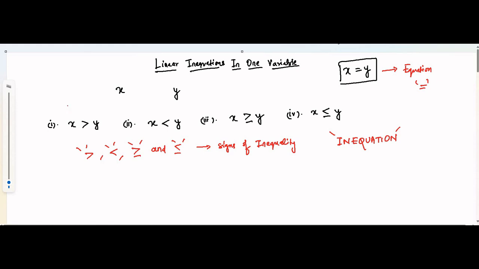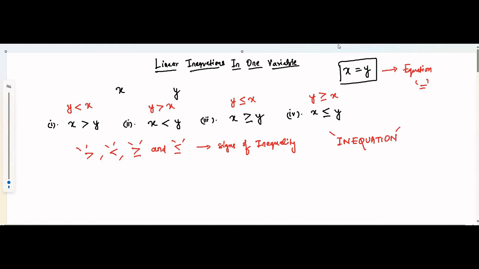So this x greater than y, we can also write as y is lesser than x. X lesser than y, we can write as y is greater than x. So you can reverse this relationship. X greater than or equal to y means y is lesser than or equal to x, and x lesser than or equal to y means y is greater than or equal to x. It's obvious, isn't it? If we reverse this, they will be represented in this manner.